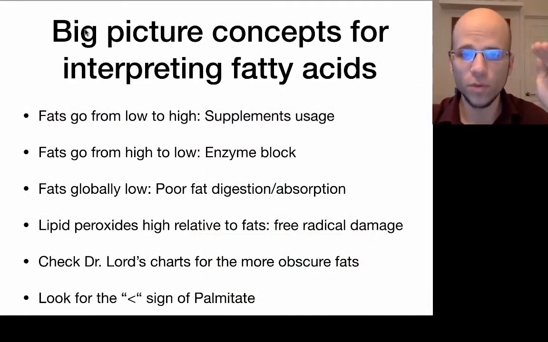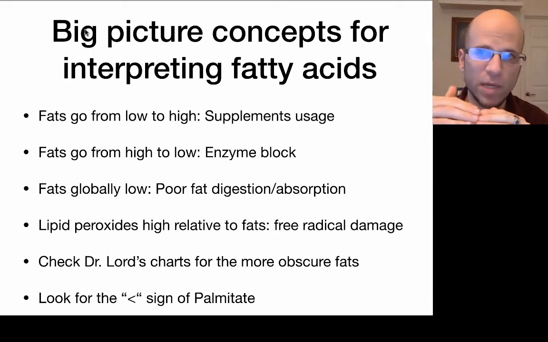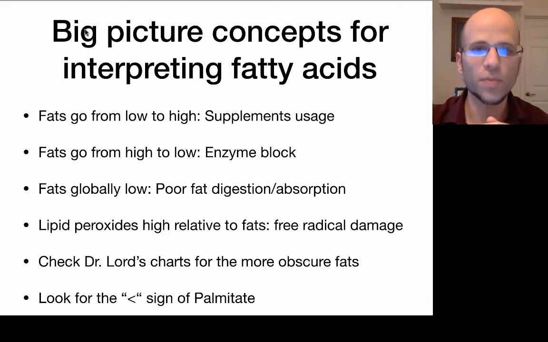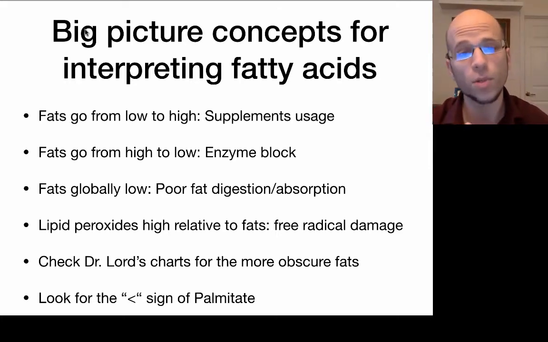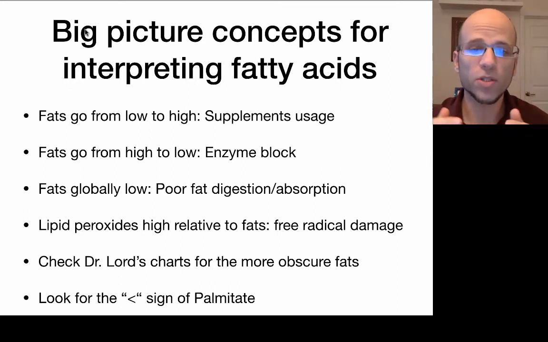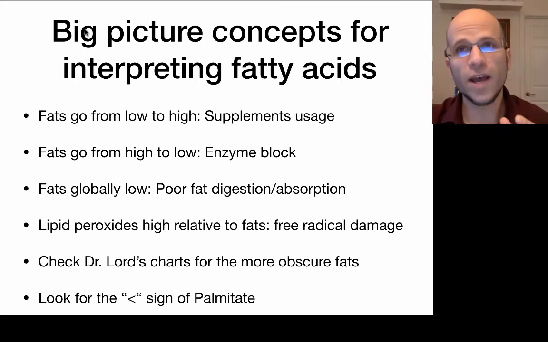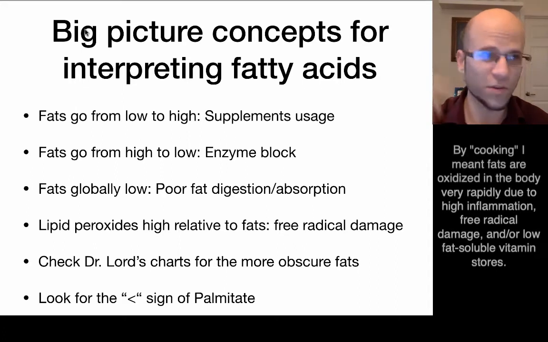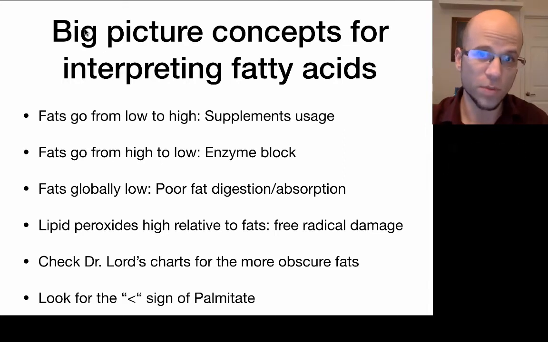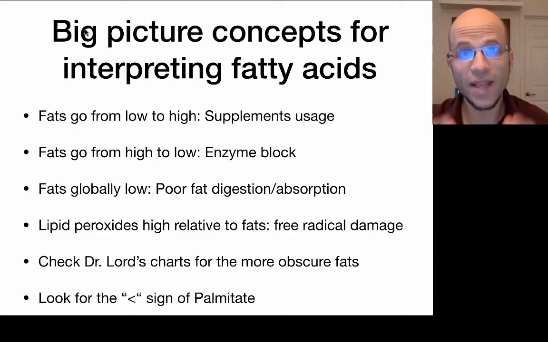When fats go from low to high, and by at least a 2 quintile jump, that's supplements. If they go from high to low by at least a 2 quintile jump, that's an enzyme block. If the fats are globally low, it's poor fat digestion. If the lipid peroxides are high relative to fats, they're cooking their fats way too high; there's too much free radical damage. Use Dr. Lord's book or the interpretation guides for all the more obscure fats, and then check for the less than sign of palmitate. And that's the big picture of how to interpret the fatty acids. I hope that helps.